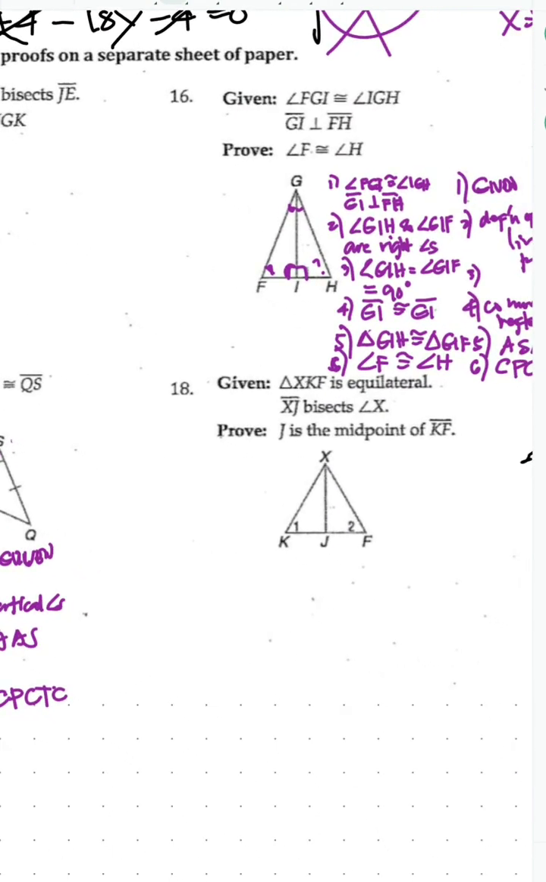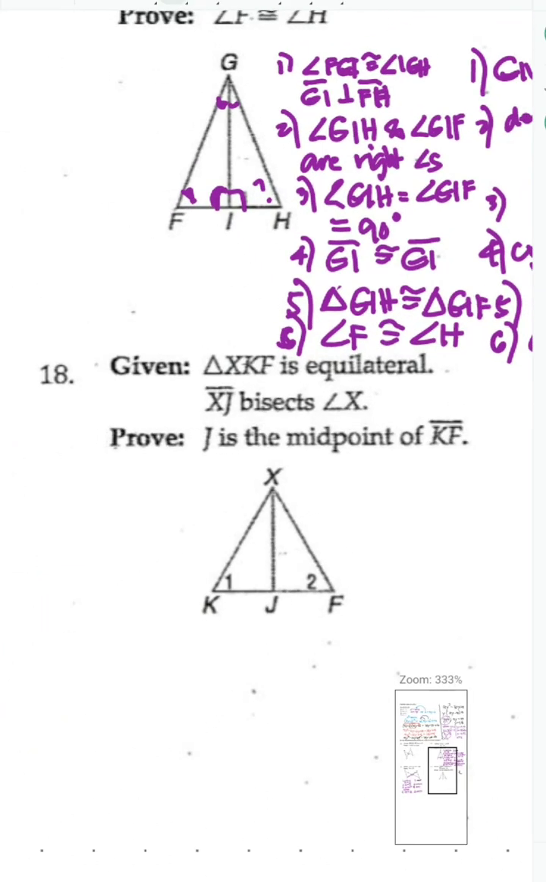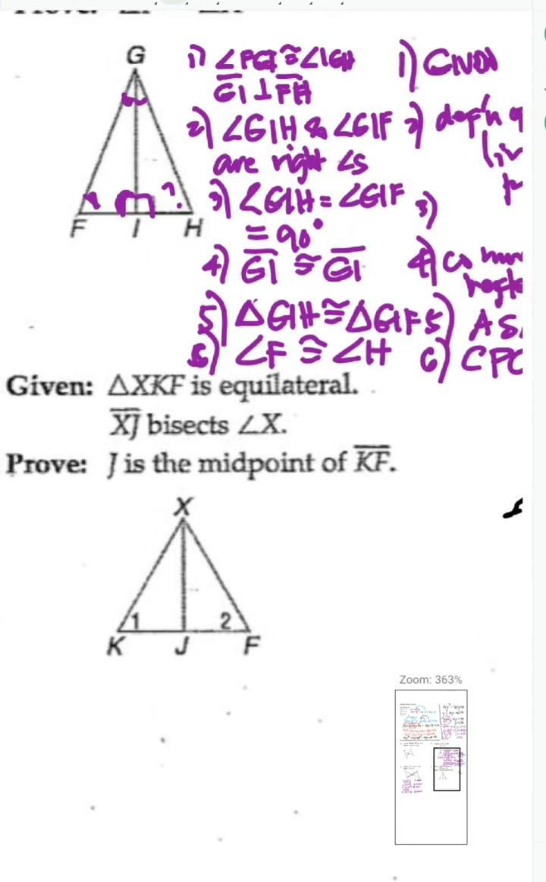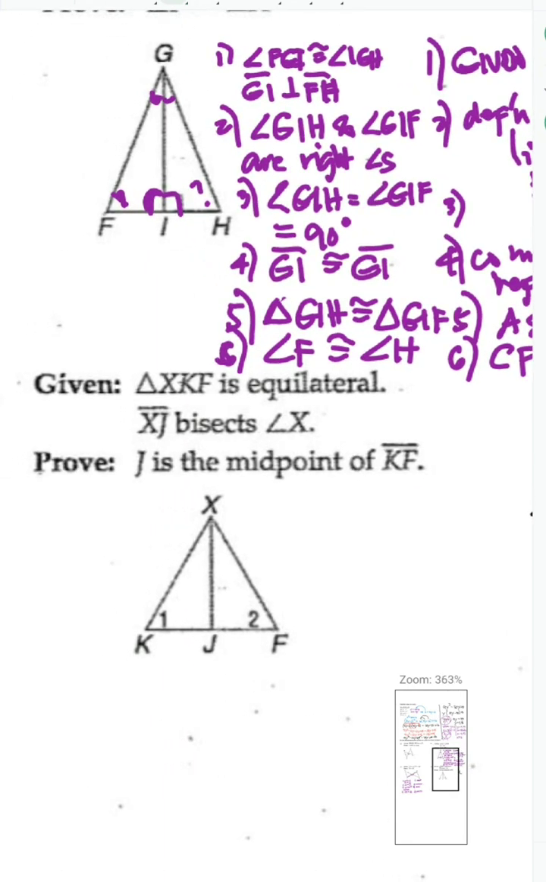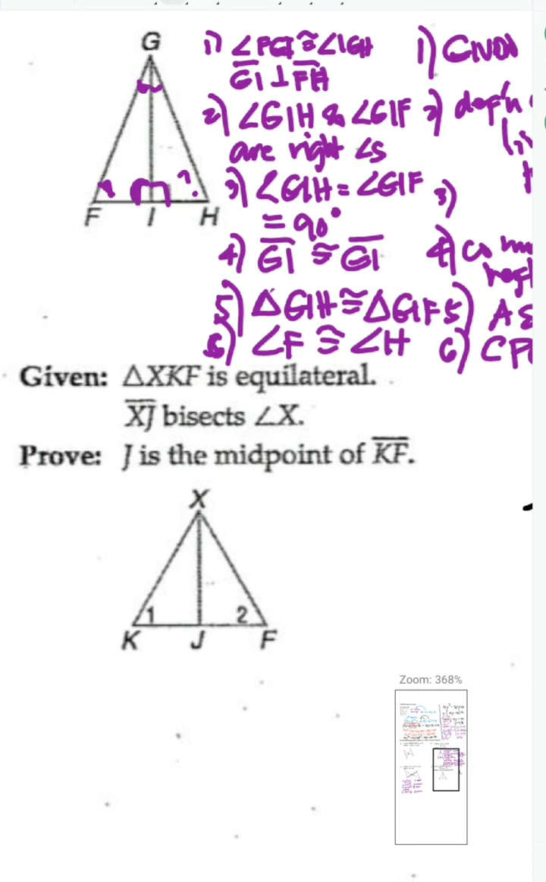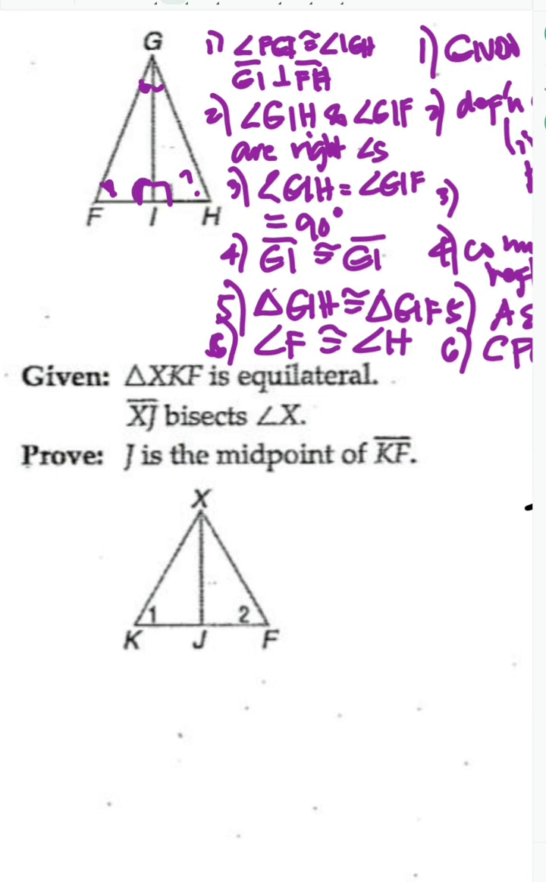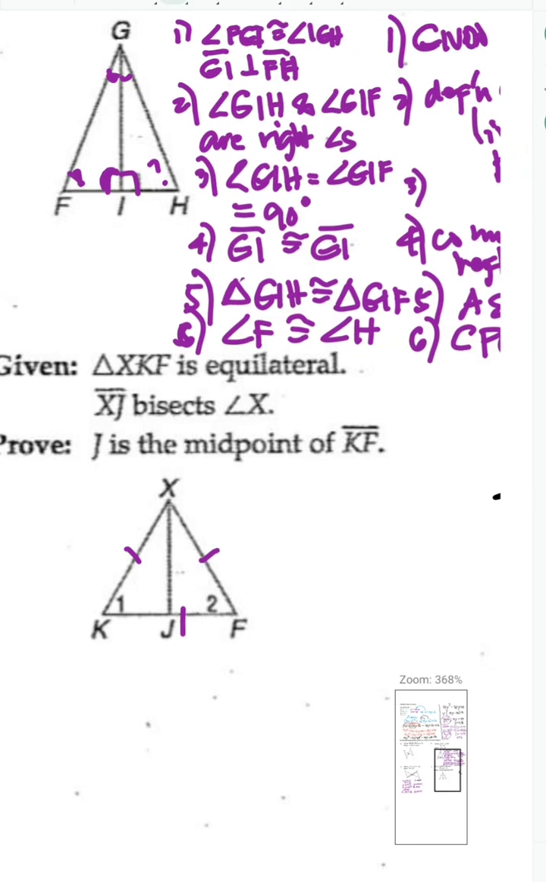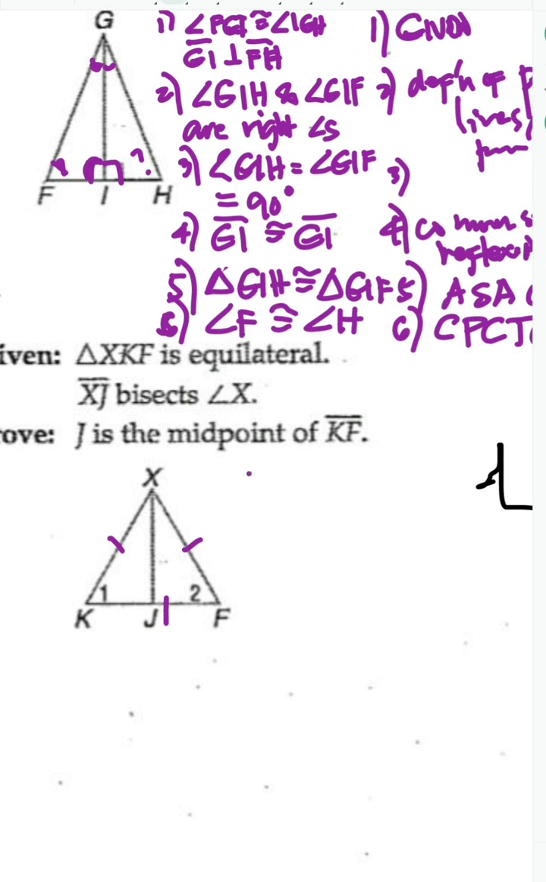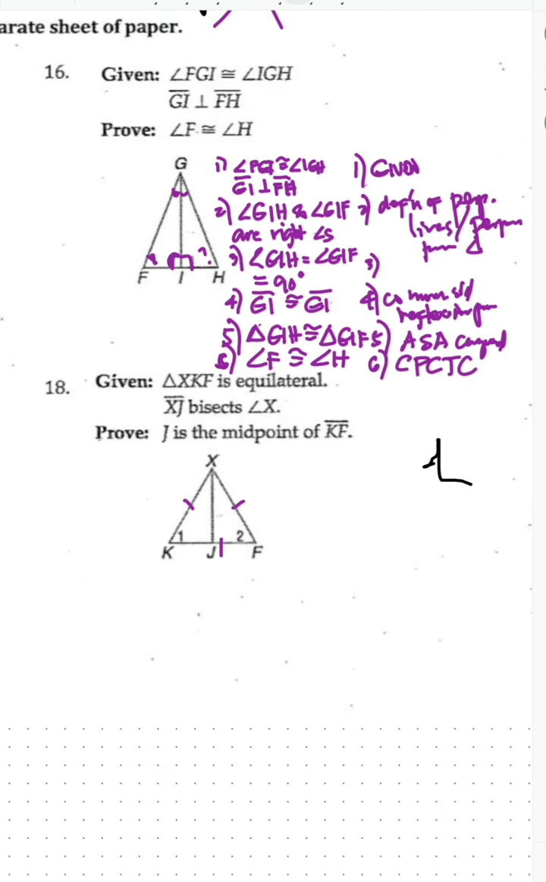Okay, then number 18. Given triangle XKF is equilateral. Equilateral meaning this side is congruent to this and congruent to this. XJ bisects angle X. It bisects, so that means angle K, let me write that in.